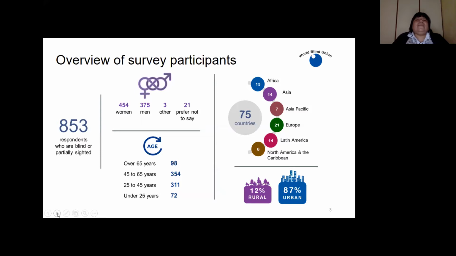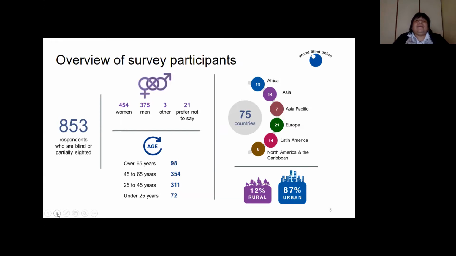In the case of geographical regions, we have participants from 75 countries: 13 from Africa, 14 from Asia, 7 from Asia Pacific, 21 from Europe, 14 from Latin America, and 6 from North America and the Caribbean. In the case of rural and urban areas, 12% are from rural areas and 87% from urban areas.